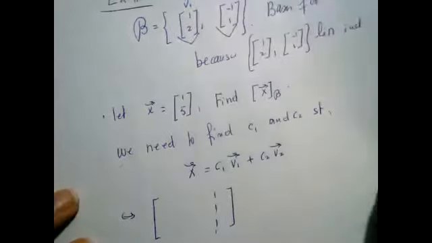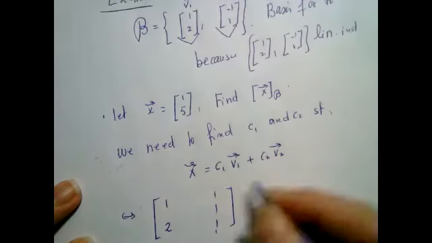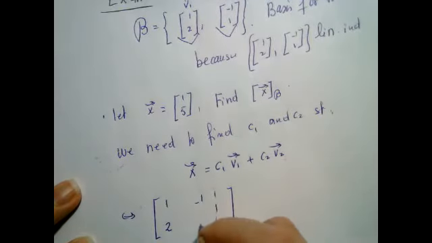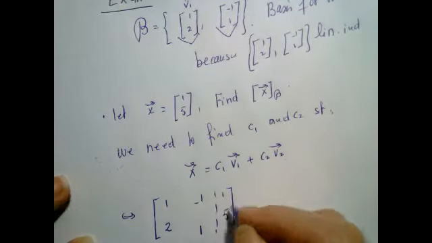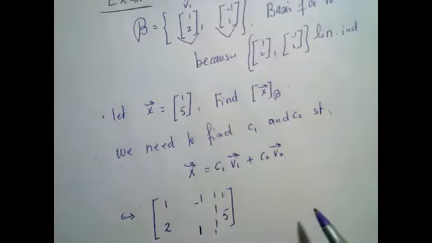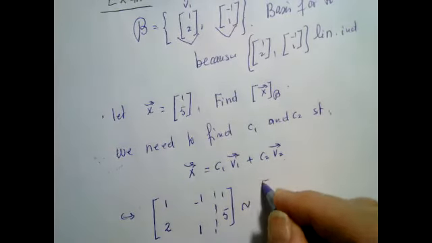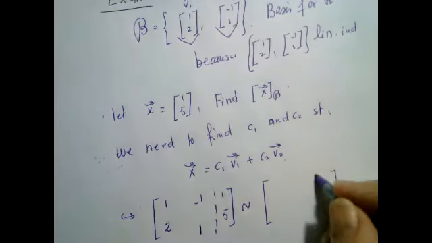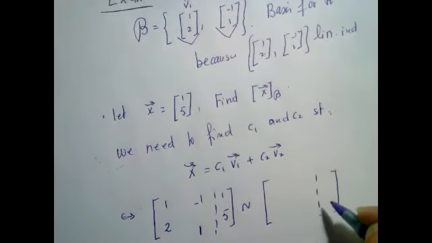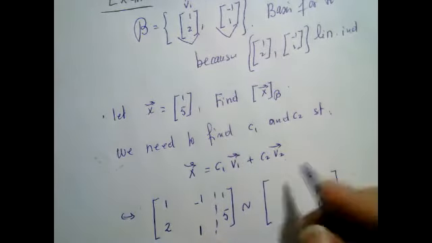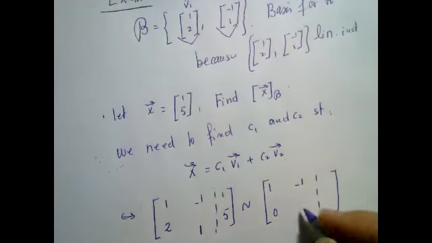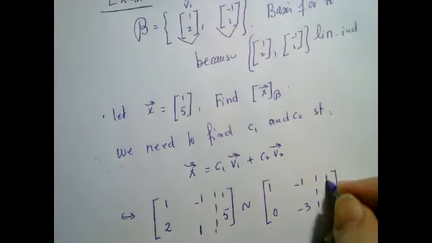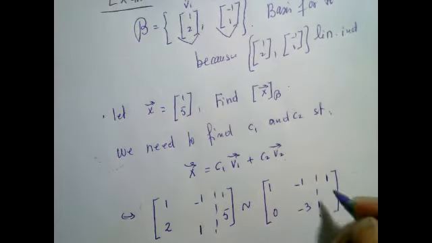So v1 is 1, 2, and v2 is minus 1, 1, and x is 1, 5. It's really boiling down to solving this system for c1 and c2. So we go to the echelon form and we solve this system, and we get the following: 1, minus 1, 0, minus 2, minus 3, 1. And this is minus 2 plus that, which is going to give me a 3.